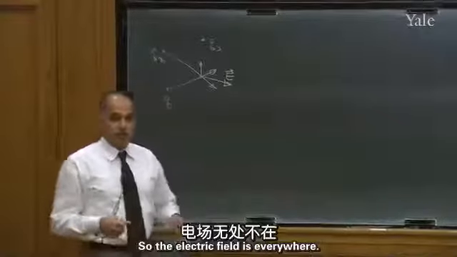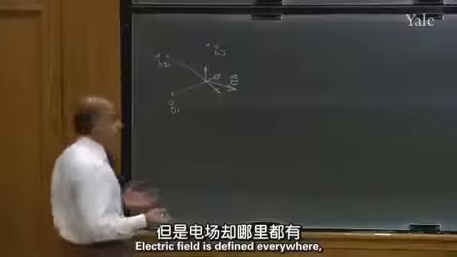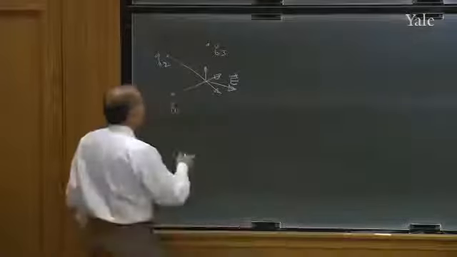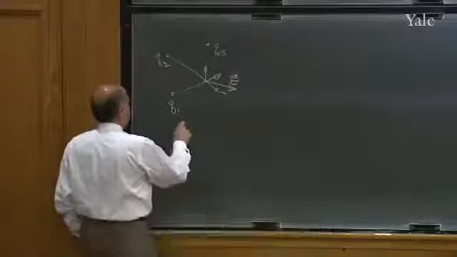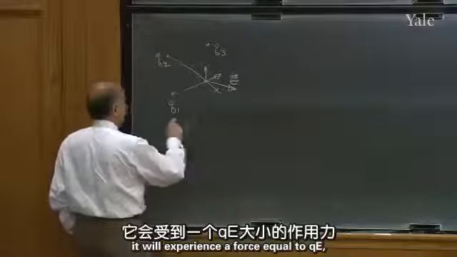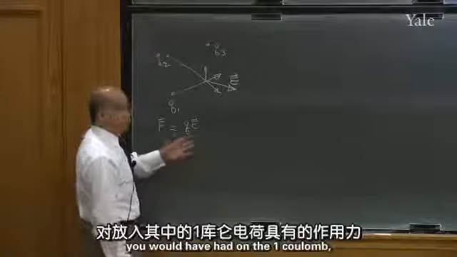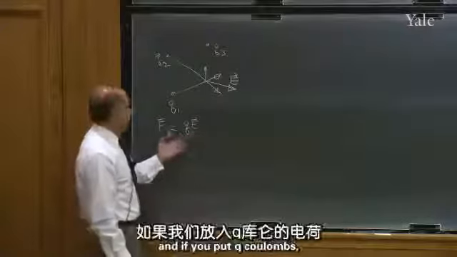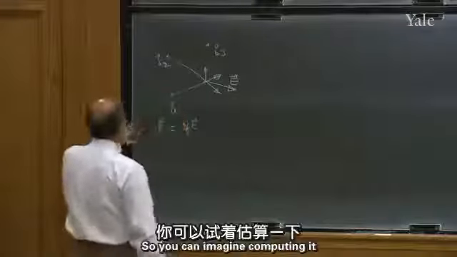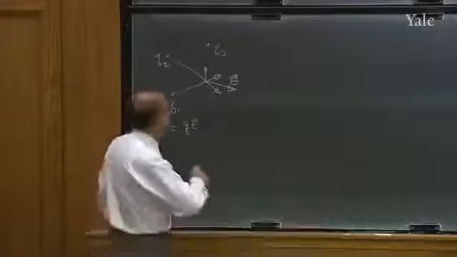Okay, so the electric field is everywhere. The charges are in a few places. Electric field is defined everywhere except right on top of the charges where it is probably infinite. Once you know the electric field anywhere, if you put another charge Q, a real charge, it will experience a force equal to Q times E, because electric field was the force you would have had on 1 coulomb, and if you put Q coulombs, it will be Q times E. That's the electric field. So you can imagine computing it for any given distribution of charges, because you know what each one of them does.